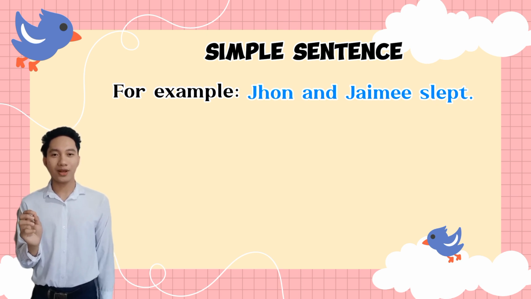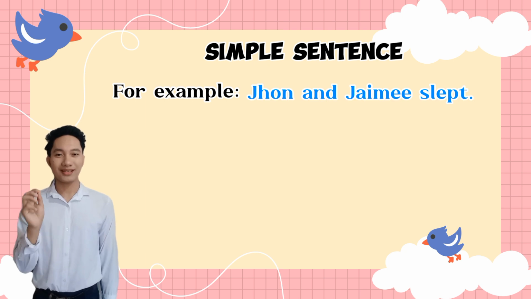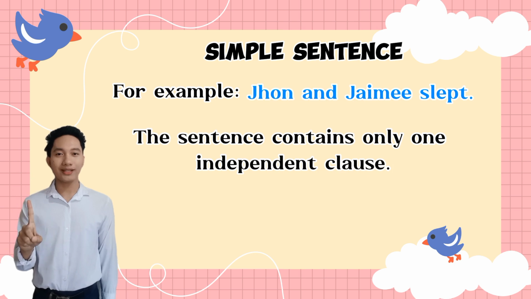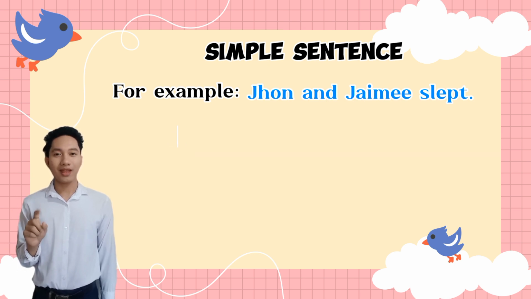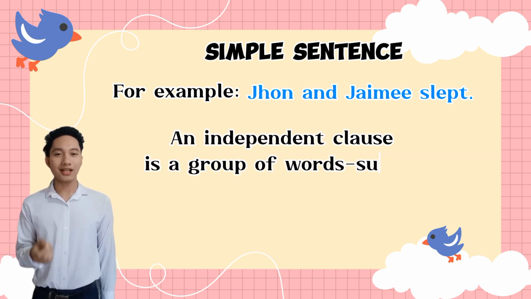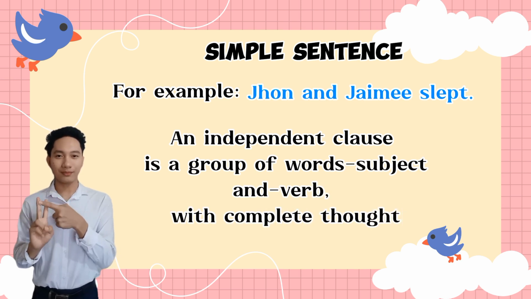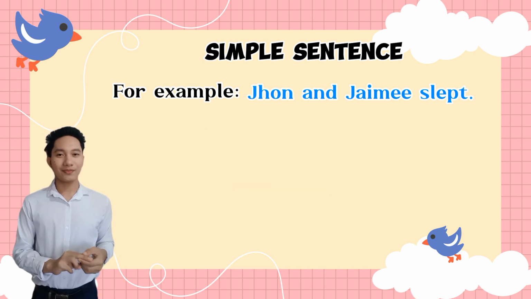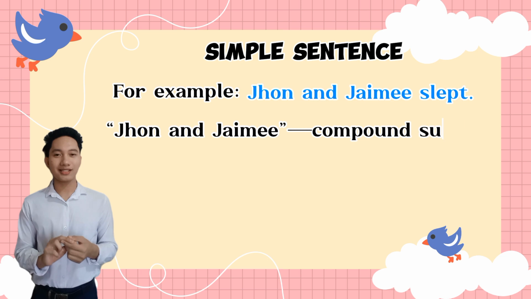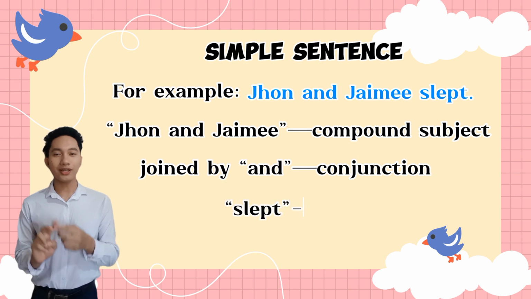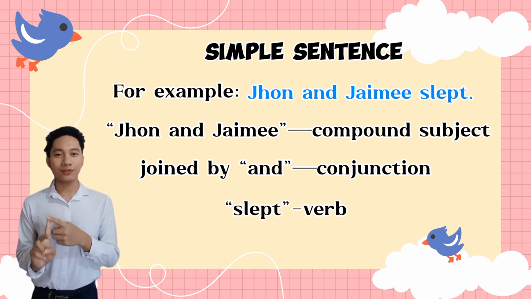What do you think? Well, probably yes, because the sentence contains only one independent clause, and an independent clause is a group of words that has a subject and a verb and expresses a complete thought. So in this case, John and Jamie is the compound subject joined by the conjunction and, and the word slept is the verb.